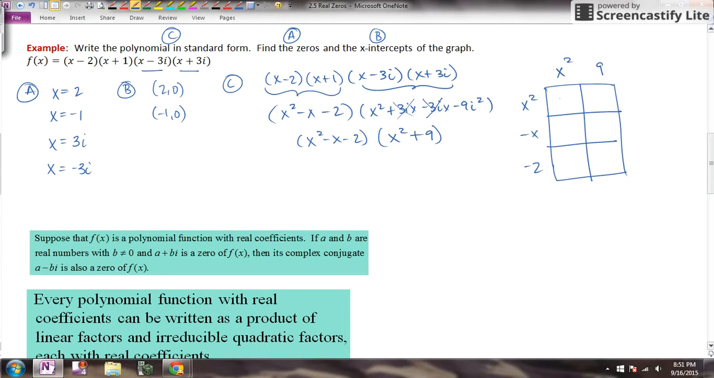So x squared times x squared is x to the 4th. And then I have 9x squared. And then I have -x cubed. And then I have what? -9x. And then I have minus 2x squareds. And then finally a -18. Or my final answer would be x to the 4th minus x cubed plus, now I have an x squared here and an x squared here. So that is 7x squared minus 9x minus 18.